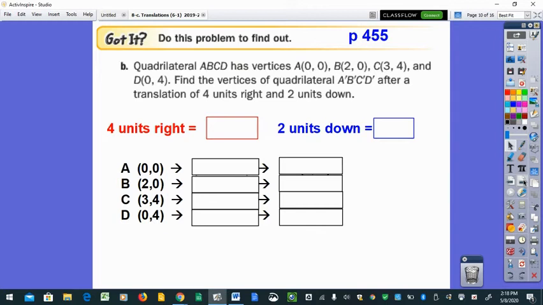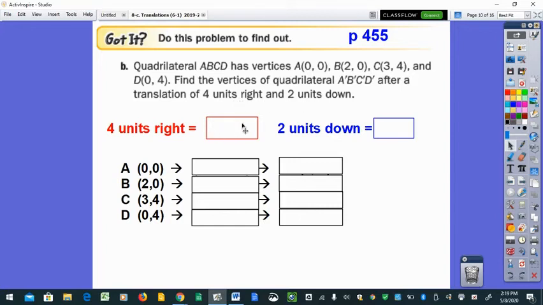Okay, so let's try that on your own. What I'd like you to do right now is pause the video, and I want you to take the quadrilateral, which is a 4-sided figure, A, B, C, D. These are the 4 corner points called vertices. And I want you to find the coordinates of A prime, B prime, C prime, and D prime after you translate this guy 4 to the right and 2 units down.